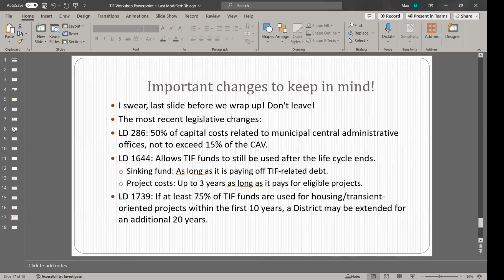But if you kept $500,000 in your TIF account up to the 30th year, and you still have a project that is in the works and you need to take out a loan for that, that $500,000 doesn't go back to the general fund. It's paying off this project for as long as that debt is there. Could be 5 years, could be 10 years.